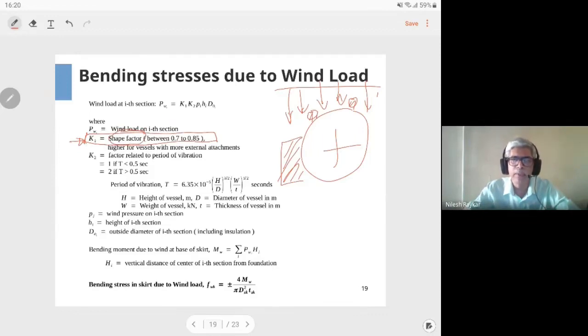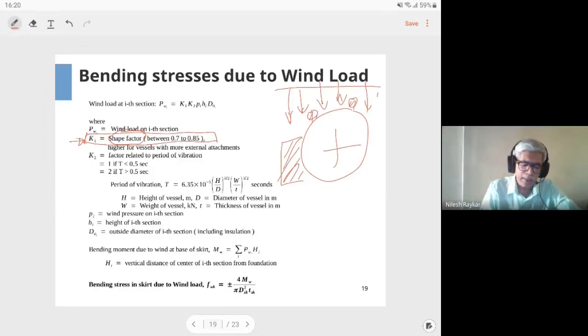For the convenience of classroom discussion, I'm directly giving the number. In the actual code, there is a table which gives what factor is to be considered for different types of obstructions. Here, for simplicity, we are saying that if there are a lot of attachments, you consider a higher factor towards 0.85, and if there are no attachments, then it is 0.7.